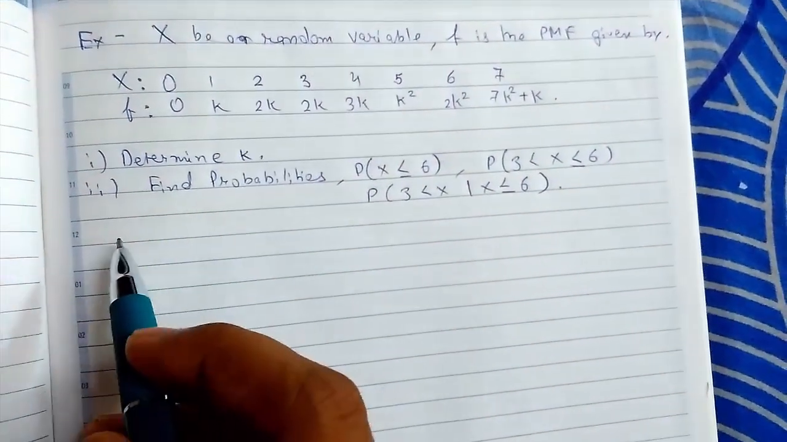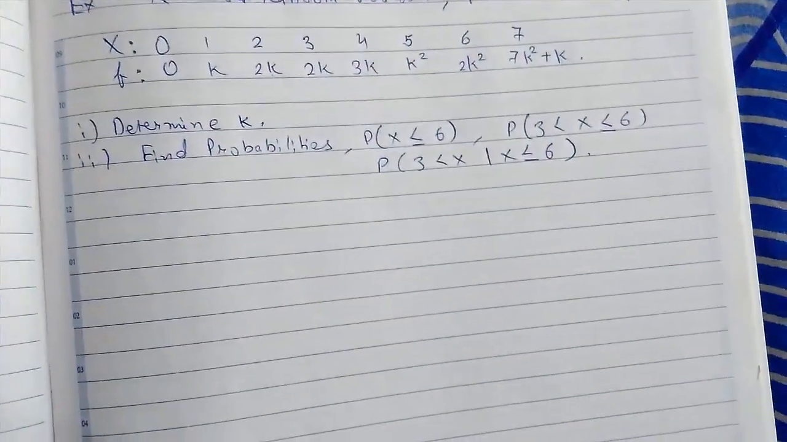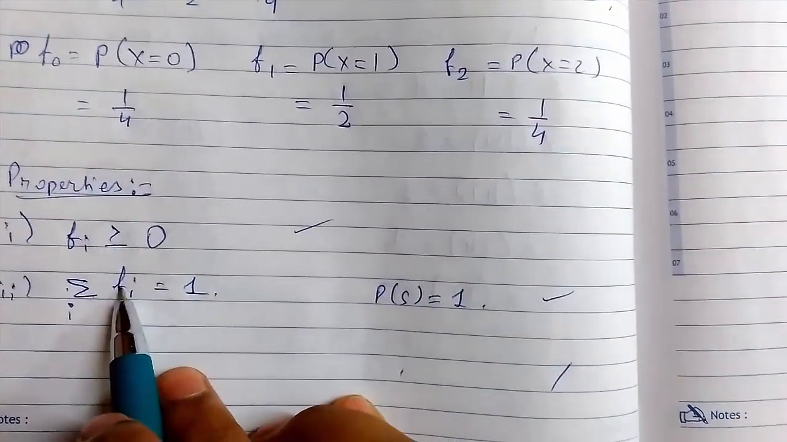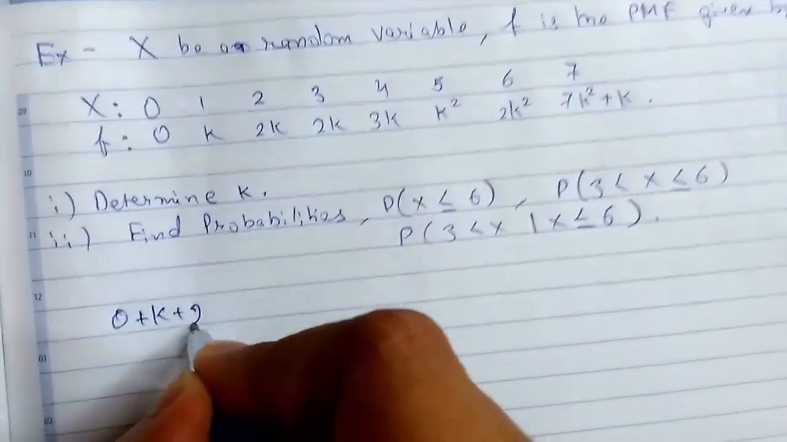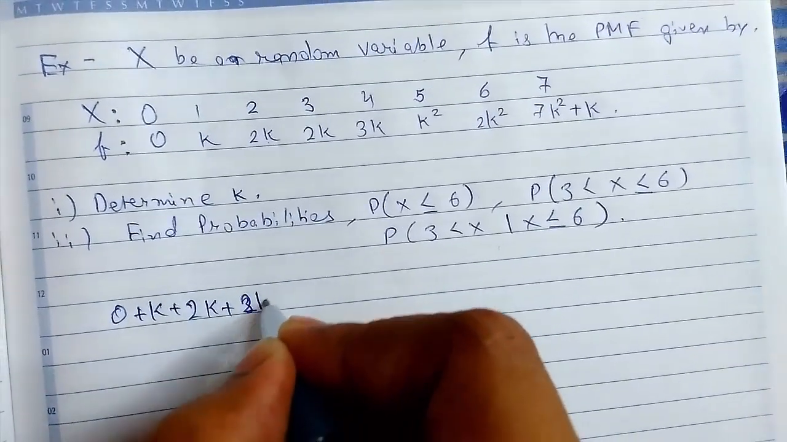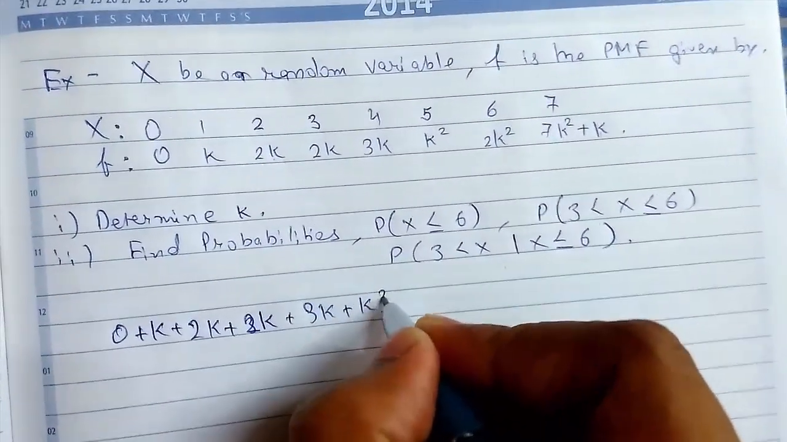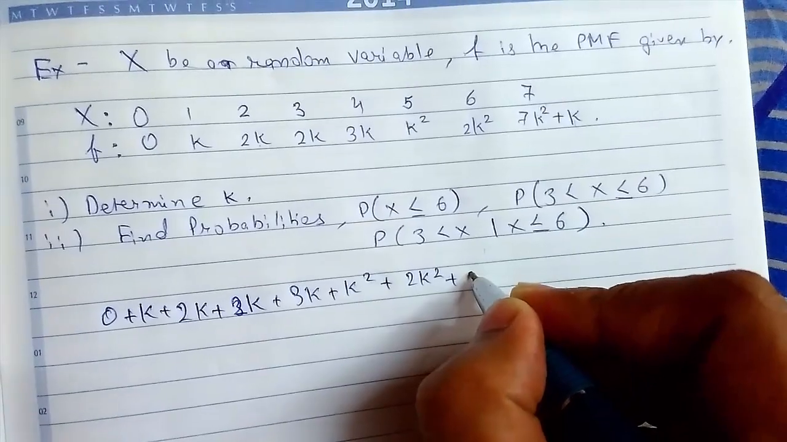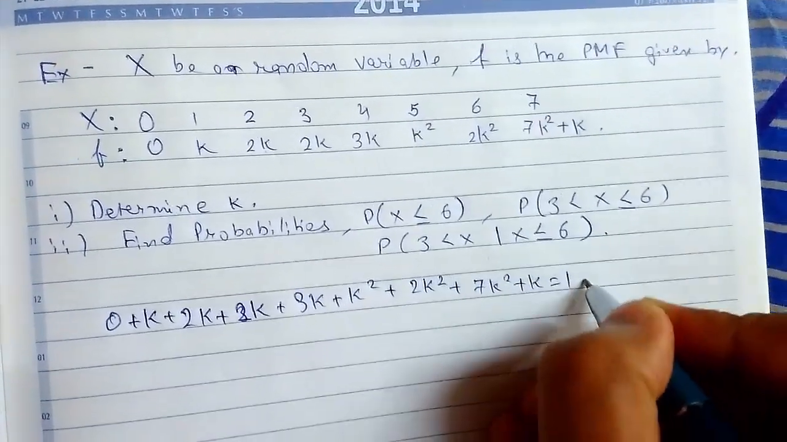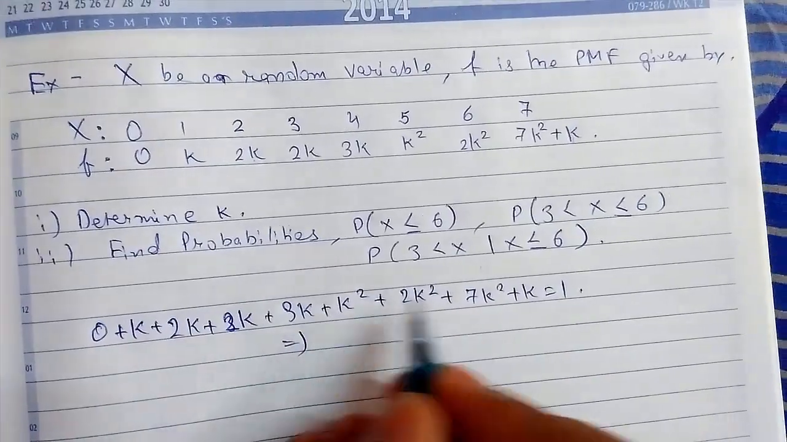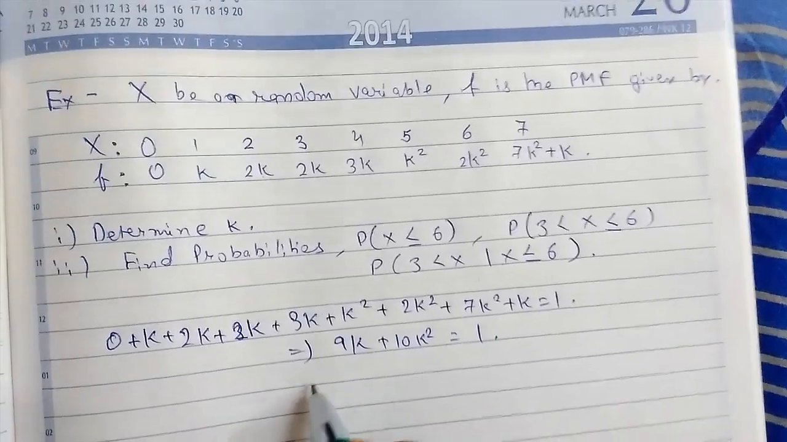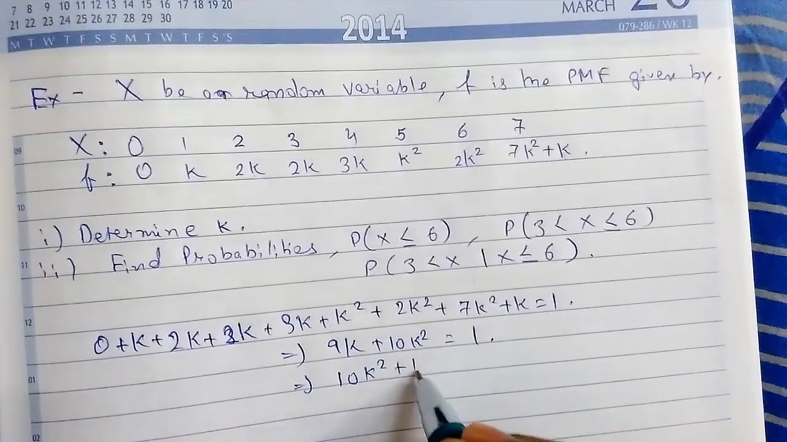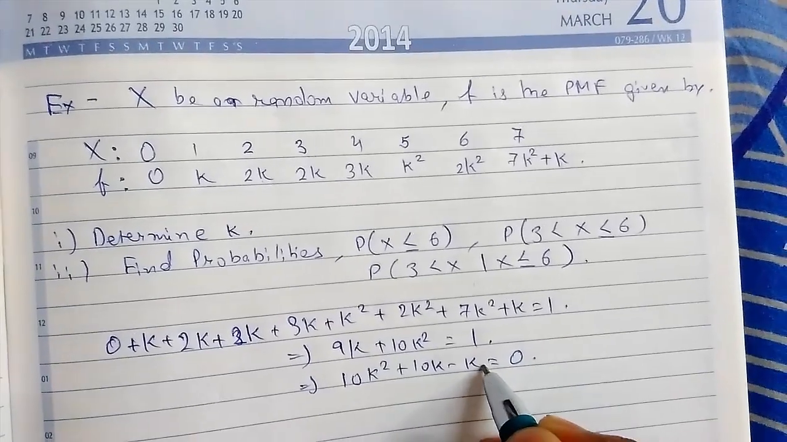So for finding the value of k, we need to apply the property which we have learned, that the summation of all the probability mass function is equal to 1. So simply we'll just equate this to 1. So 0 plus k plus 2k plus 2k plus 3k plus k square plus 2k square plus 7k square plus k equals 1. So this is 9k plus 10k square equals 1. So 10k square plus 10k minus k minus 1 equals 0.